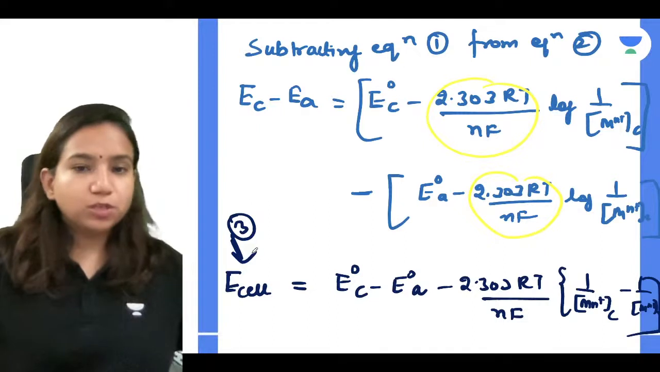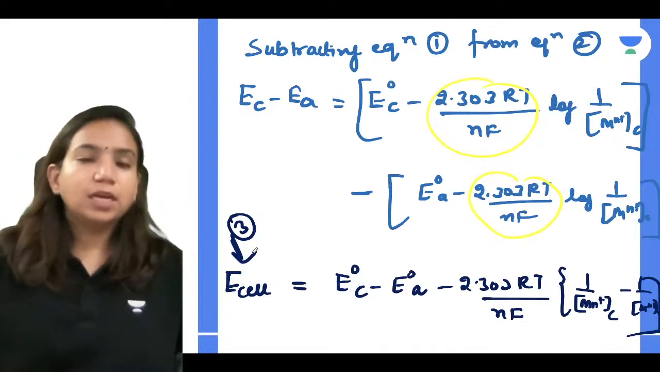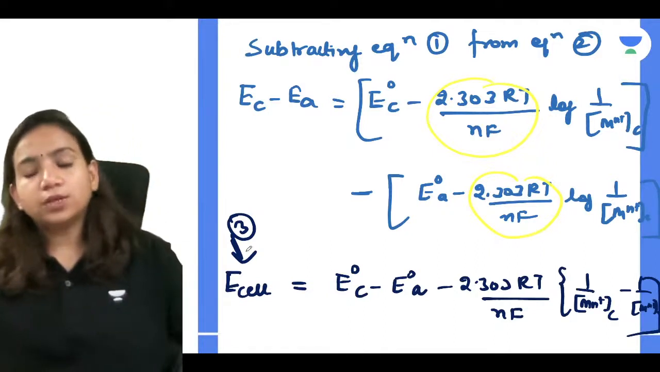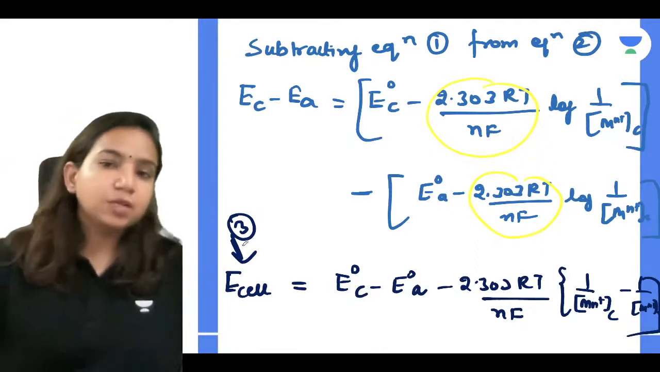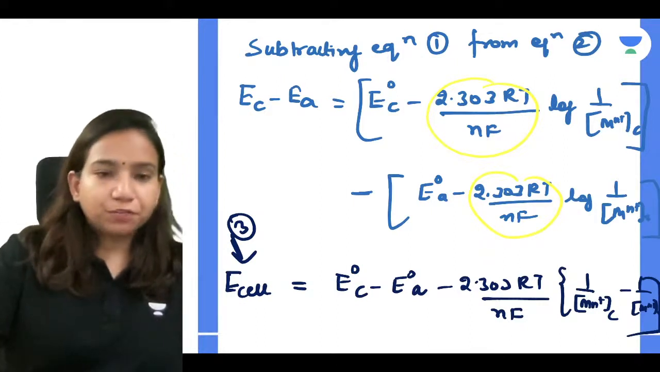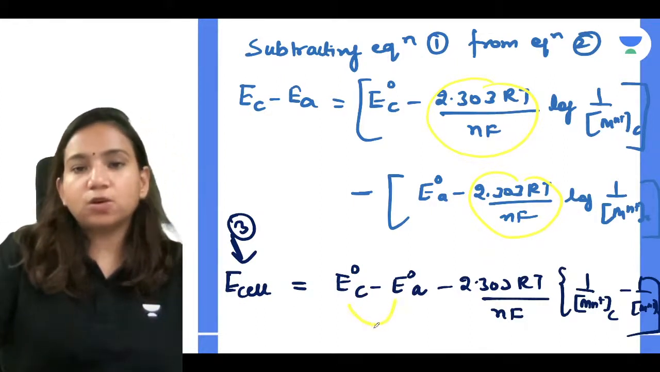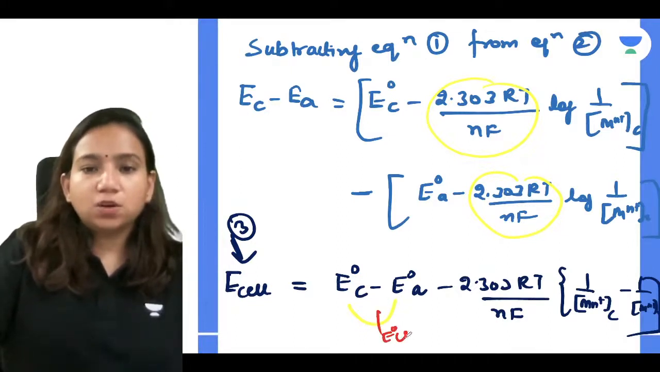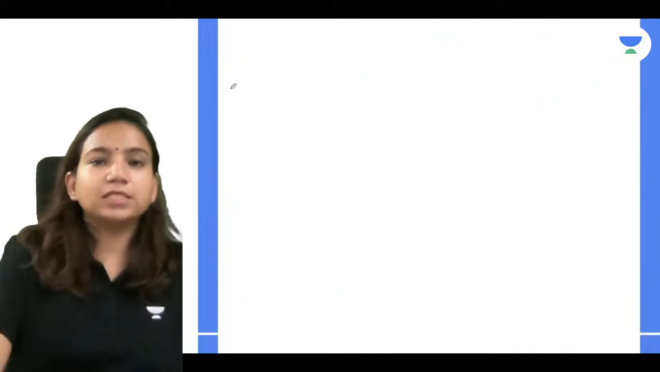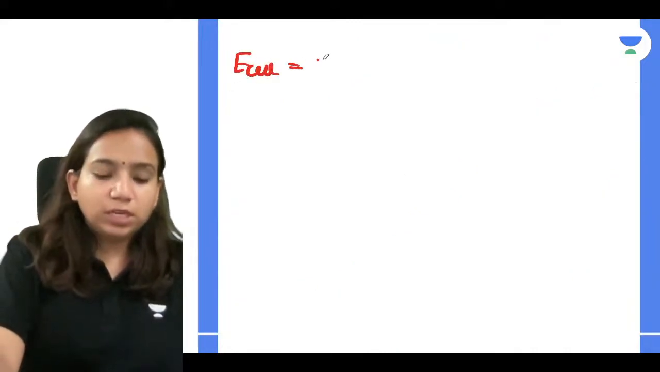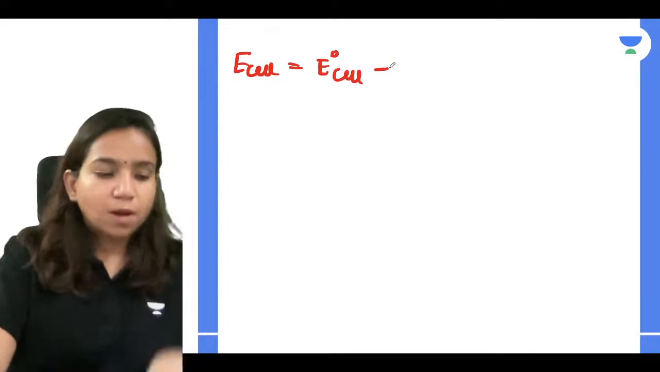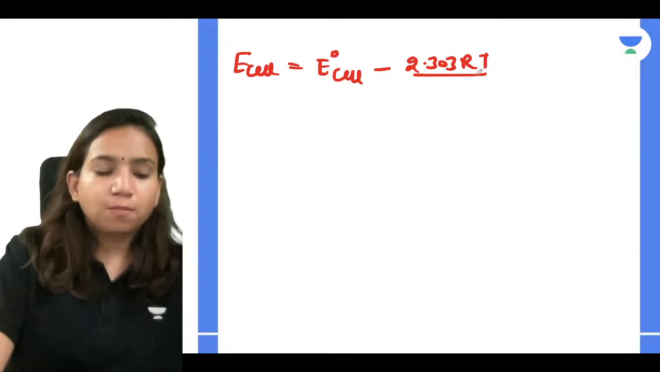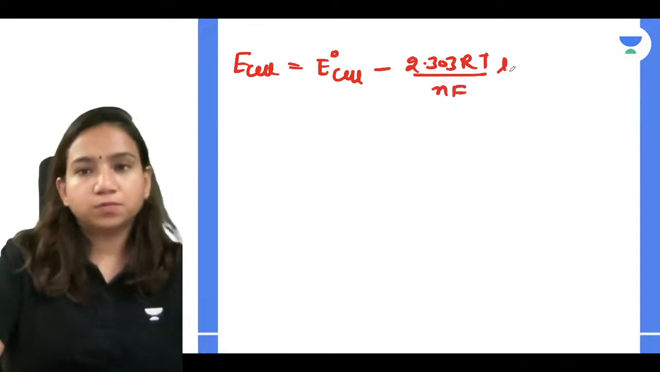Exactly. E cell is E cathode minus E anode. Now, what we can understand here, everyone, is that E naught cathode minus E naught anode, you can write as E naught cell. So I can write the equation further as E cell is equal to E naught cell minus 2.303 RT by nF log.